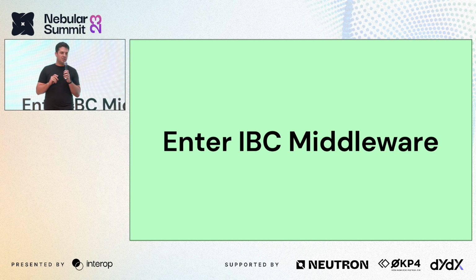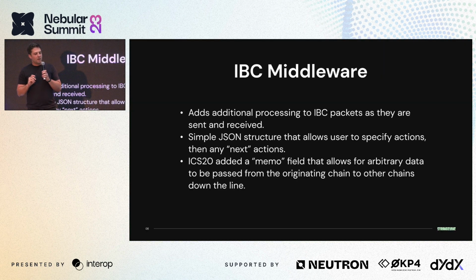So let's talk about IBC middleware. IBC middleware adds additional processing to IBC packets as they're sent and received. This allows you to think of that ICS-20 packet as a bearer instrument where it's not just a single transfer, but that packet contains the value that the user has, and maybe you want to do other things with it besides just put it directly into the user's account. This relies on a simple JSON structure that's stuffed into the memo field of an IBC transfer that allows users to specify additional actions to be taken, additional processing to be done on the chain that they're sending the transfer to.